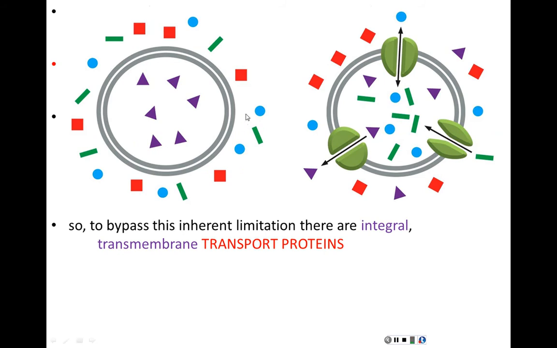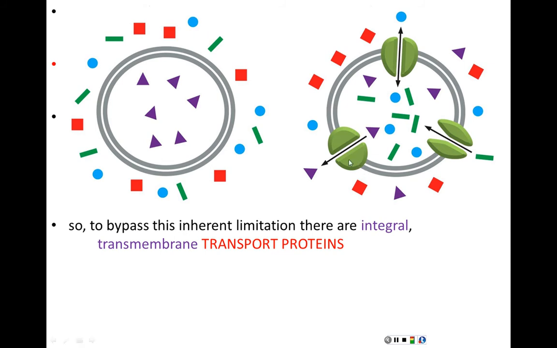So this is the scenario we would be faced with with just a lipid bilayer. We've got some polar, charged, hydrophilic things in the cell. They can't get out because they can't cross the lipid bilayer. We've got a whole bunch of stuff outside the cell which is hydrophilic. We'd like to get that in. They can't get in. They can't get through the lipid bilayer.